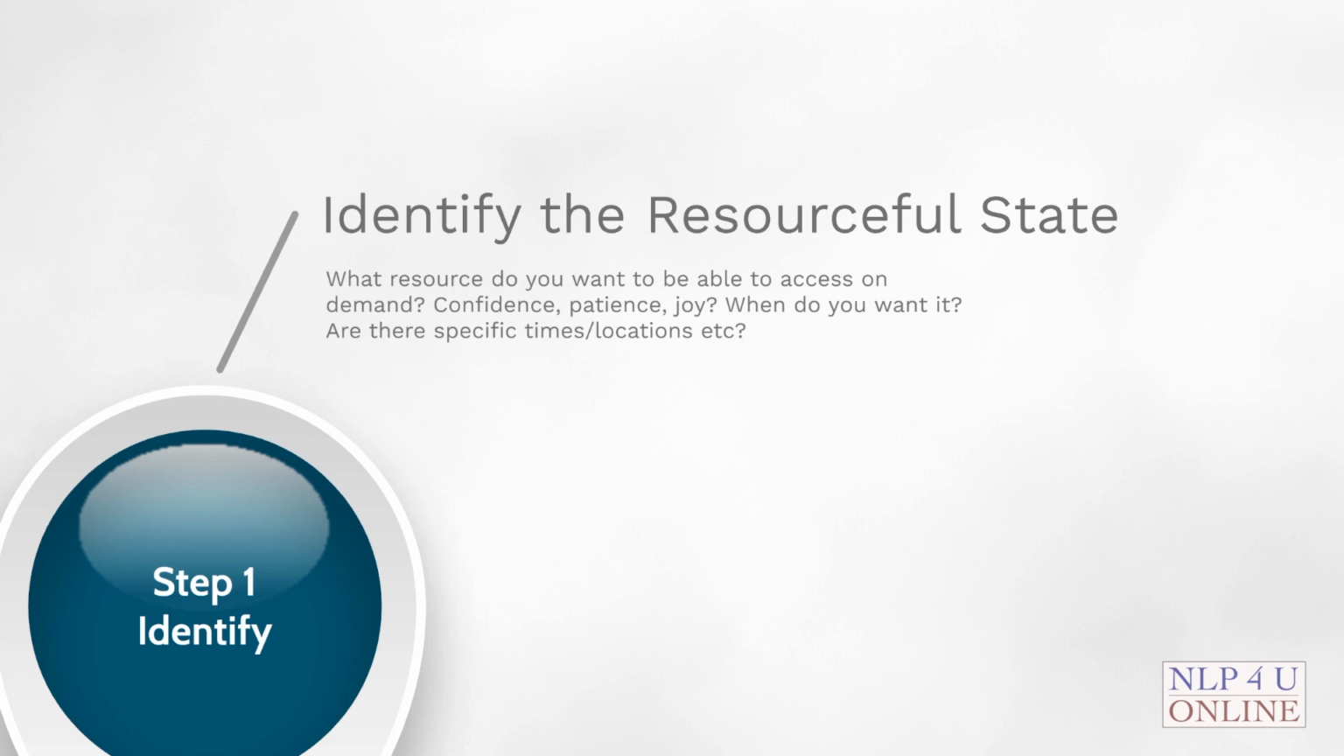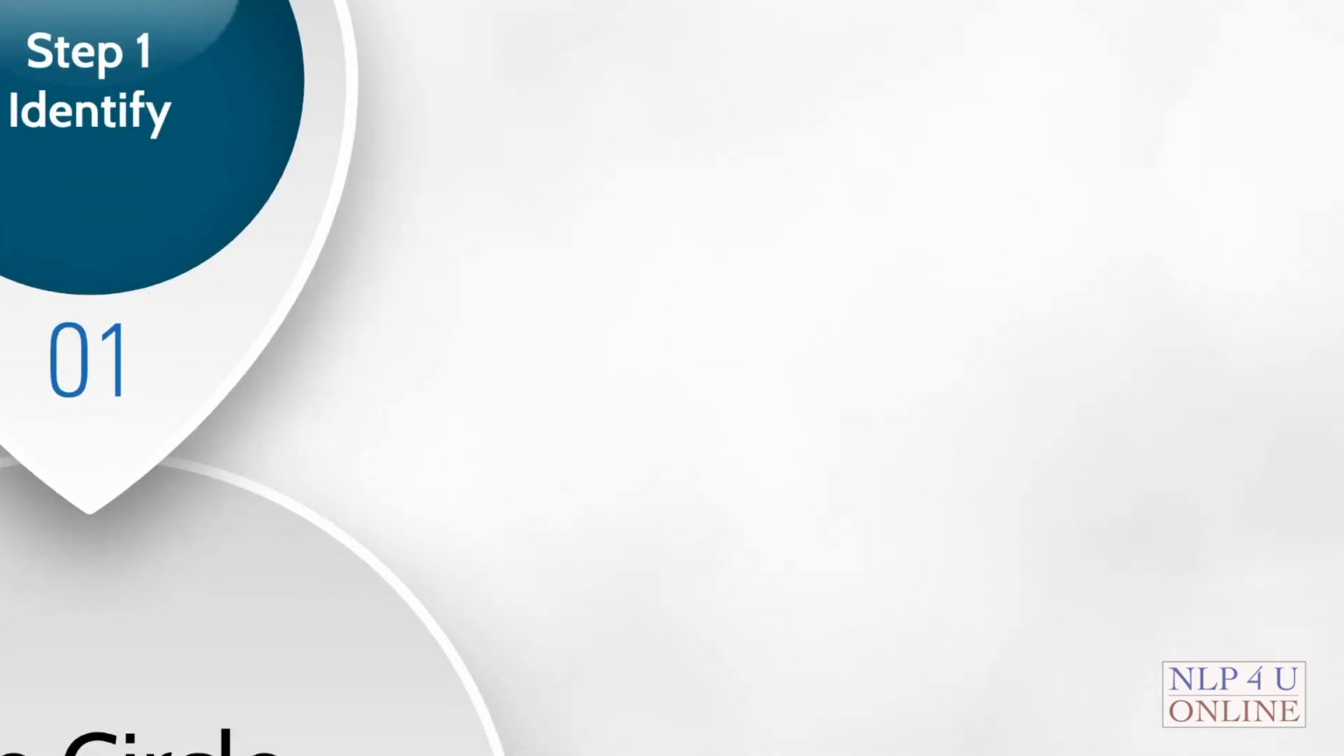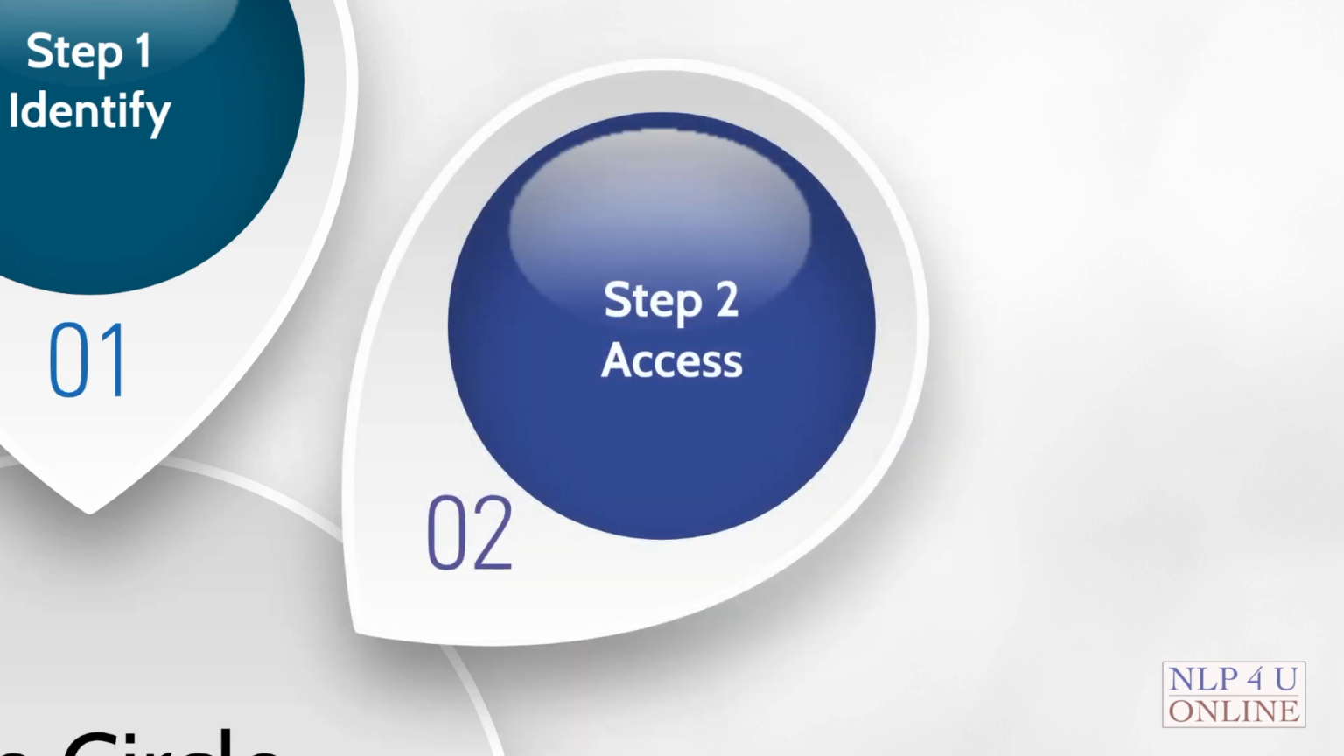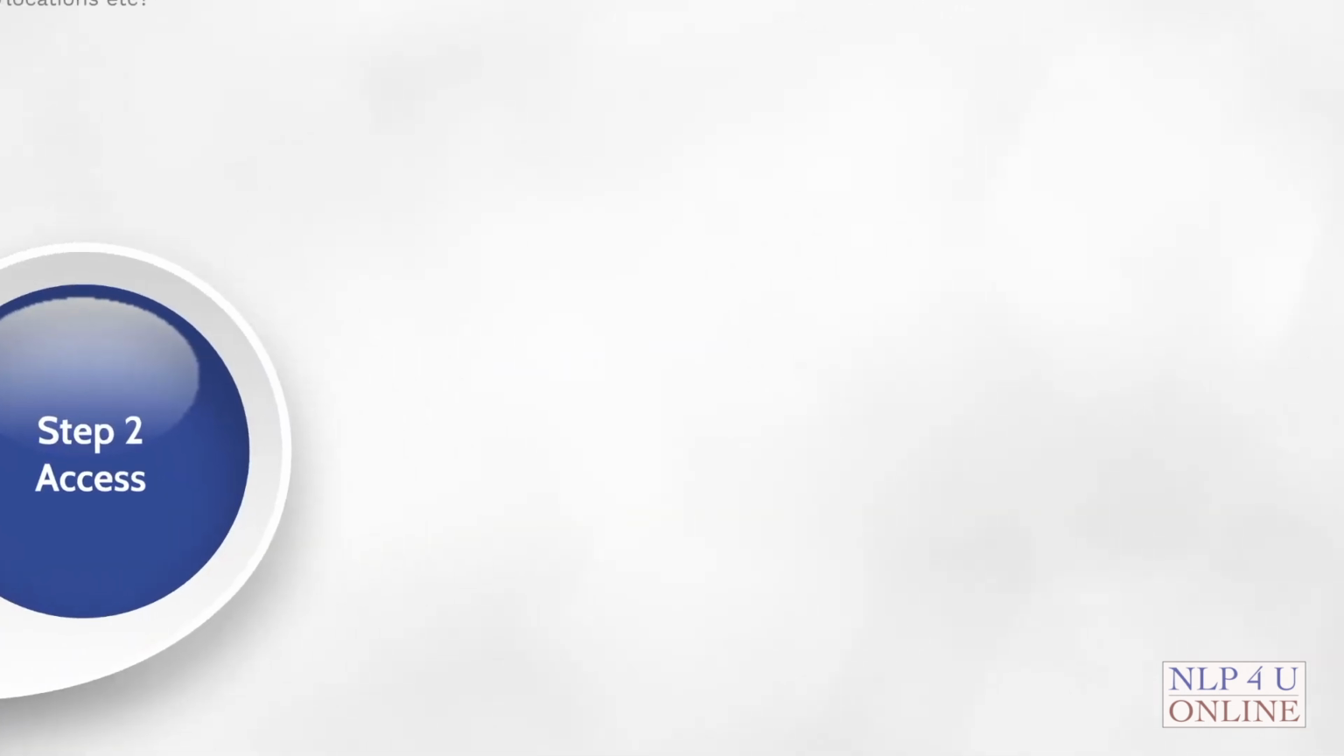Whatever you decide on as a resourceful state, make sure that it's clearly identified. It's easier to work with one state at a time. So if you want happy and calm, work on one and then the other, and collapse them together as a third step. There will be a video on collapsing anchors, and that will guide you through the process. Step 2. Access. Once you know what you want, you're going to need to access that state.